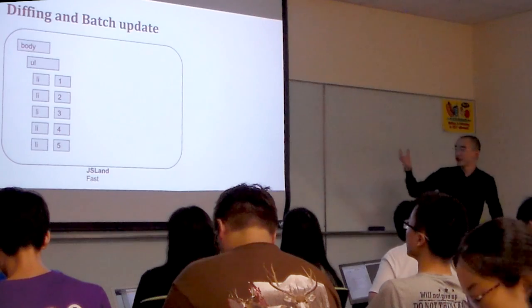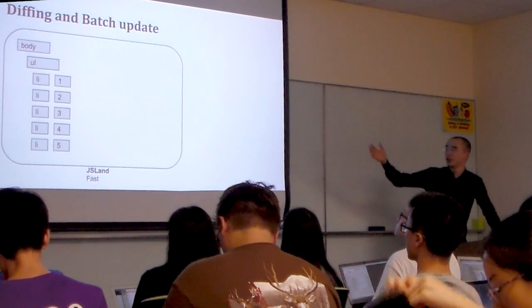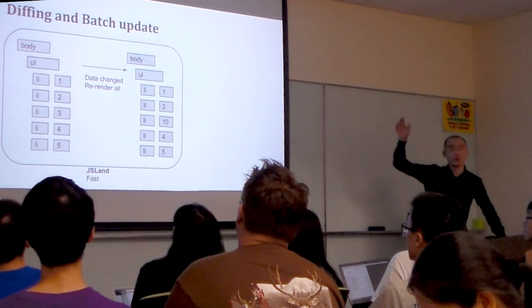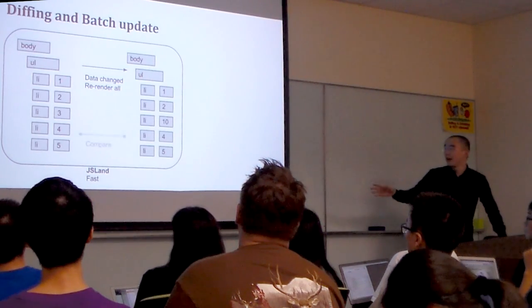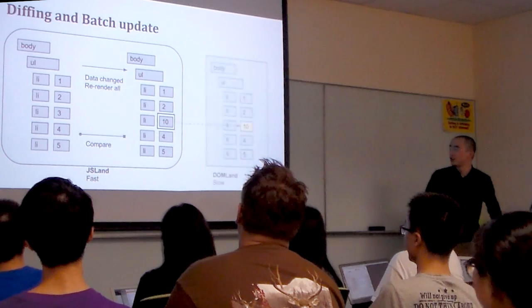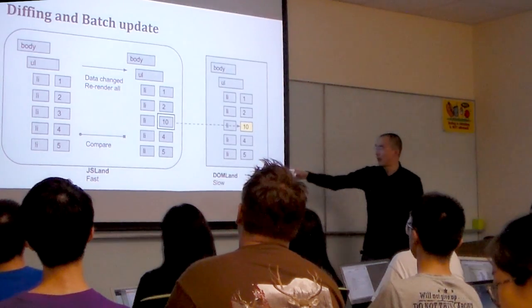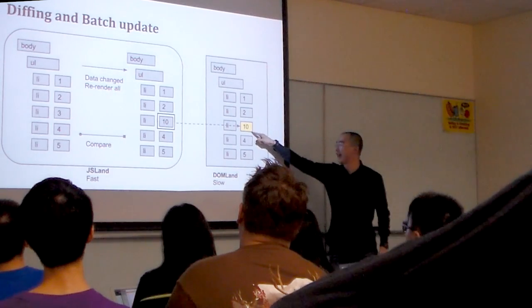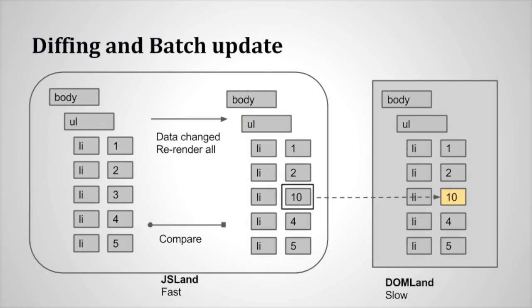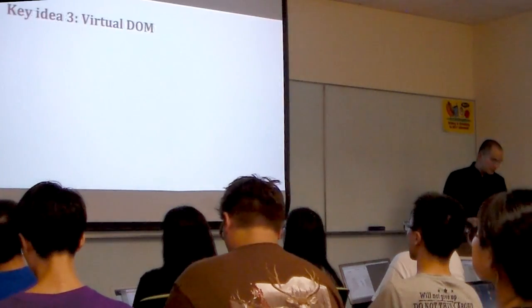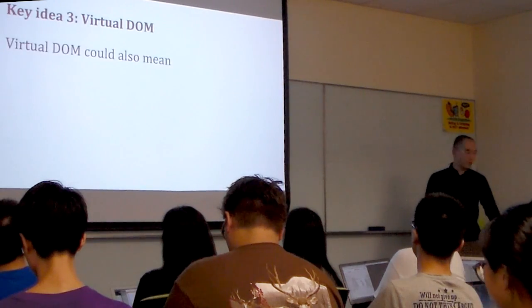So this is JS land where everything is fast. We have a list, then data changed, we re-render everything, which is still fast. And then we compare each other and we say, oh, one list item changed. And only then we go to the DOM land, which is slow, and tell DOM land I need only change that. So this is the basic idea when people are talking about virtual DOM. But in fact, virtual DOM can be much more than that.